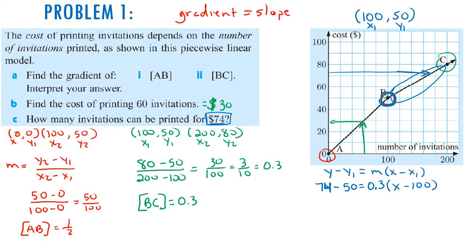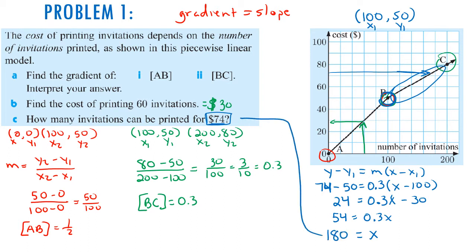All right, going to start calculating this out. So 74 minus 50 is 24. And then we have 0.3x when we distribute. Then 0.3 times 100 is 30, so we have negative 30. We add the 30 over to the 24, making 54 equals 0.3x. Divide both sides by 0.3 and you get 180. So that's 180 invitations.